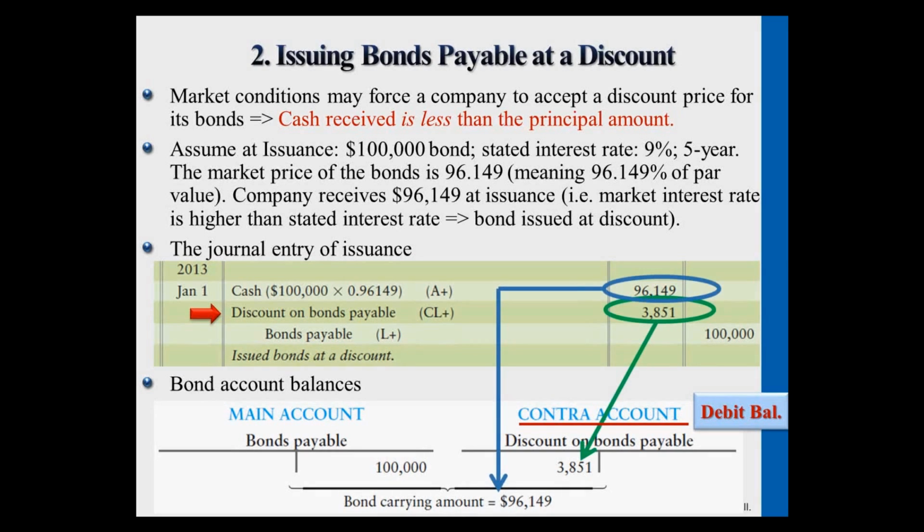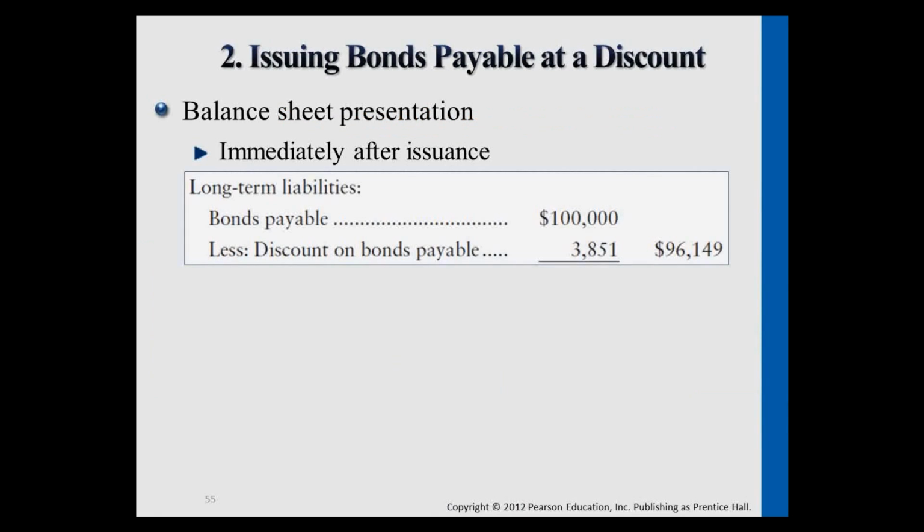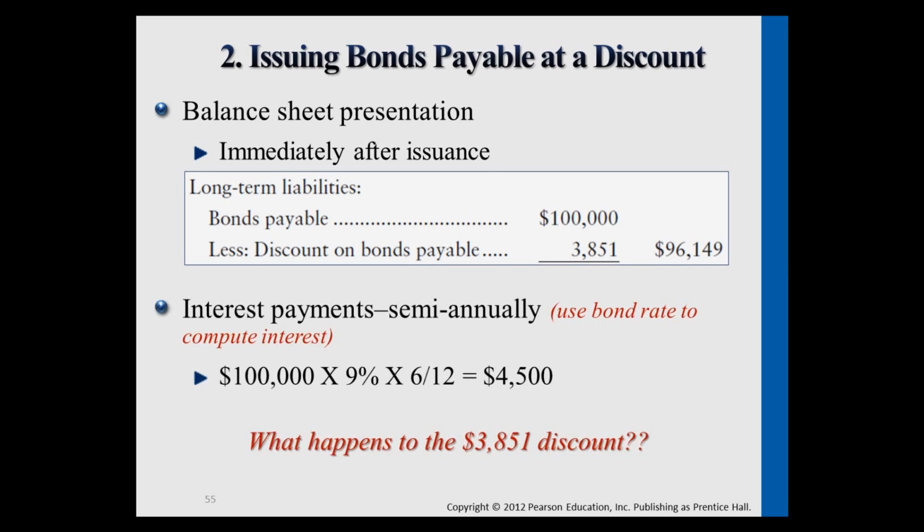Okay, so if we represent this information on a statement, usually the contra account, any type of contra account, is always listed underneath the main account. Okay, so in the long-term liability section of the balance sheet, we have bonds payable, original face value, and we also have the discount amount. And this represents the dollar amount the company actually collects. The differences, so we're going to talk about this.